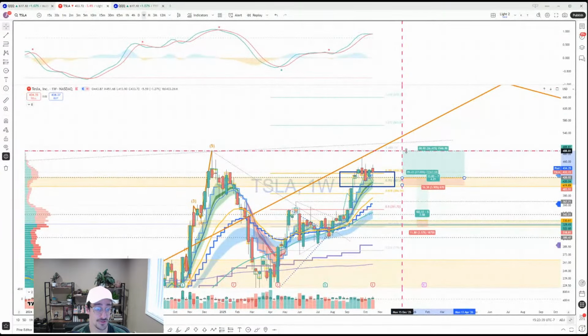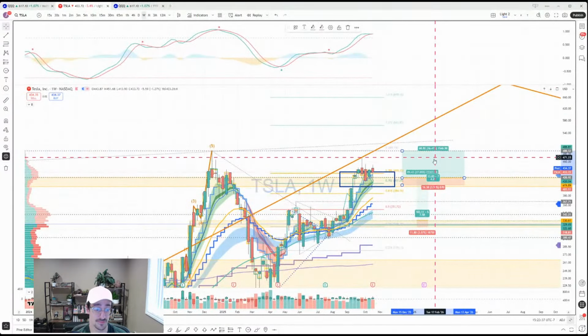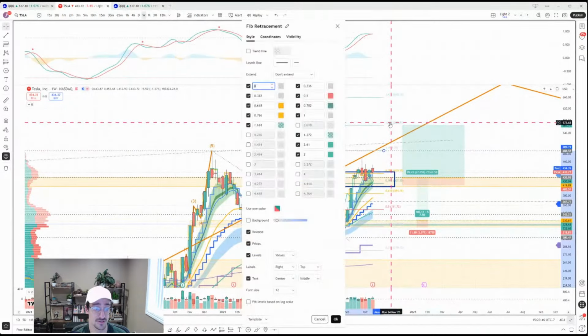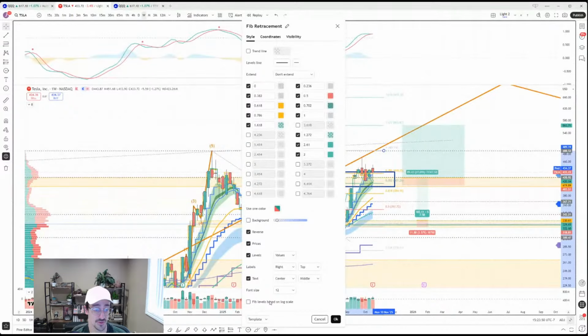First target, new all-time high. It's already a 4-to-1 trade. I would not take everything here. I would hold runners for at the very least the 1.27, which is where, so there's our normal, and there's our log fib. So that's kind of the range, 560 to 610.